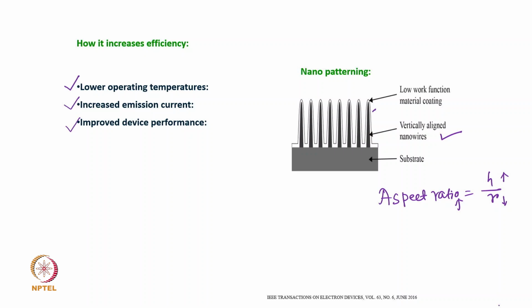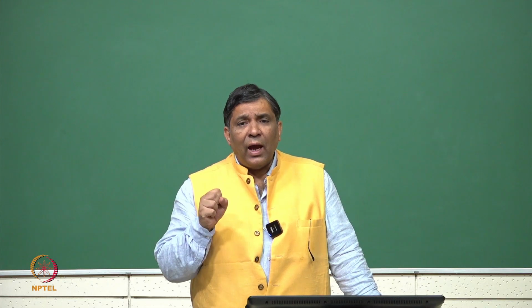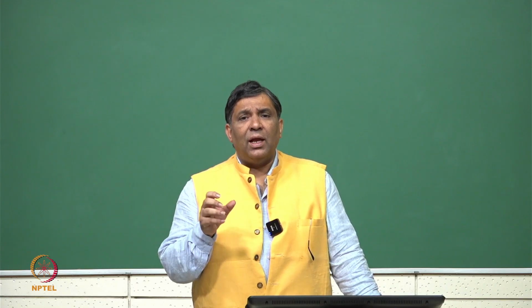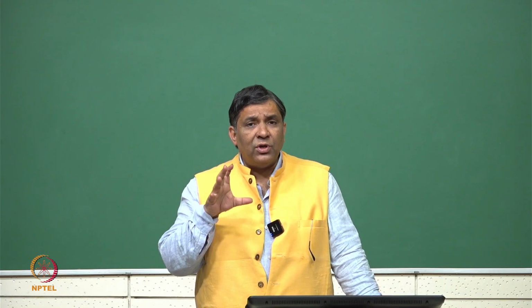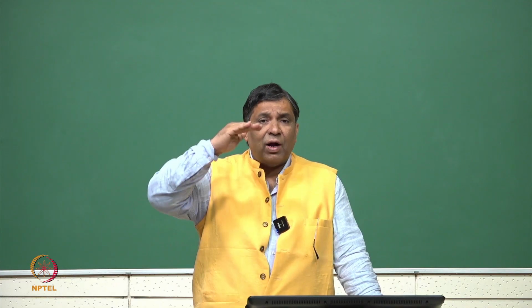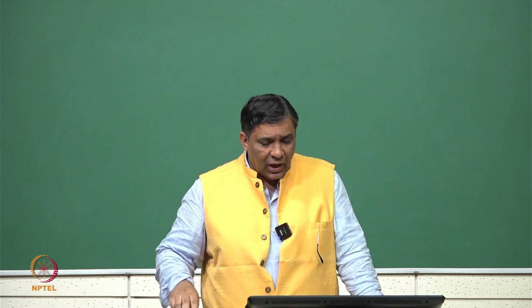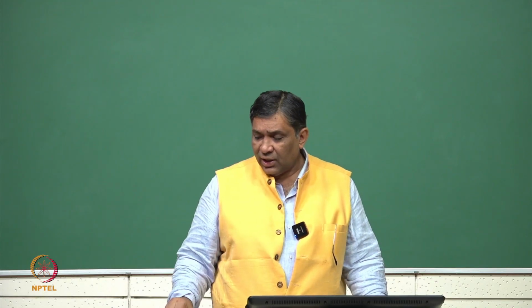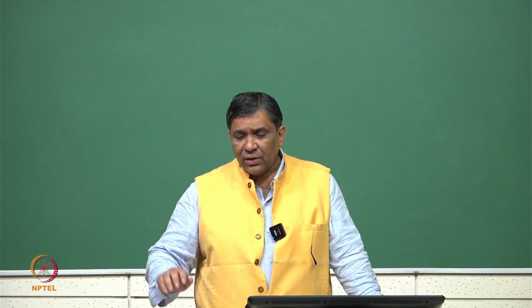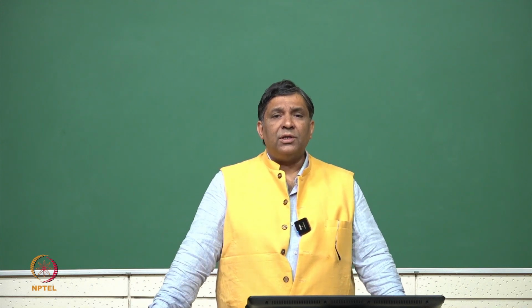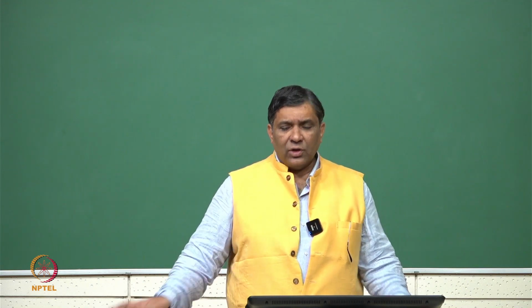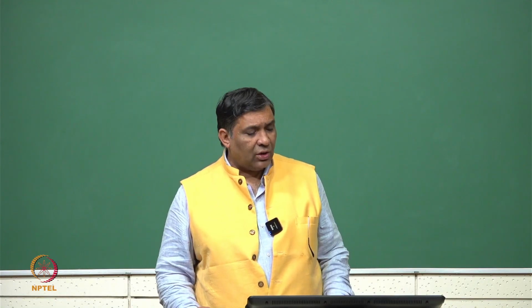Now, on top of it, if you coat it with a low work function material, that actually enhances the electron emission probability to manifold. Okay. So, when we would like to add this field assisted electron emission process to the thermionic process, we have to design the material in such a way that it is vertically aligned with very good aspect ratio, as well as it is coated with low work function and overall increasing the emission probability.